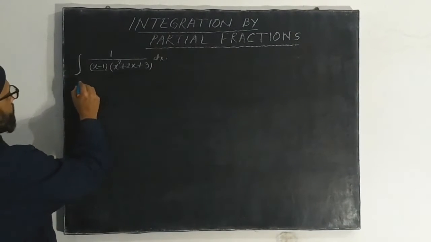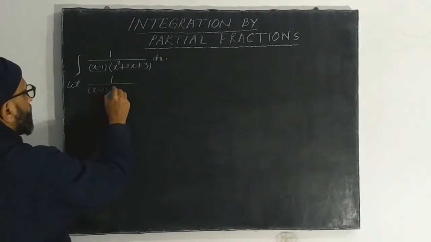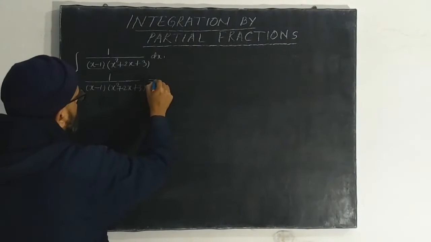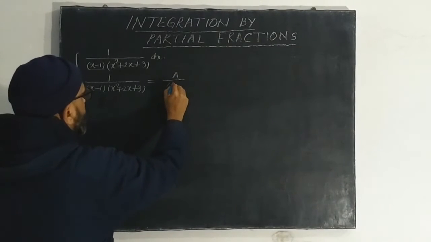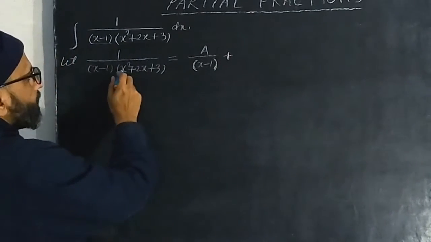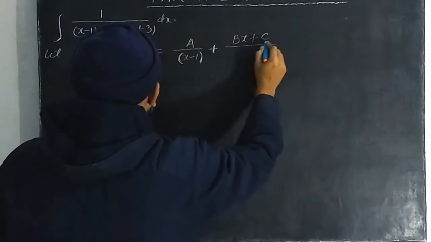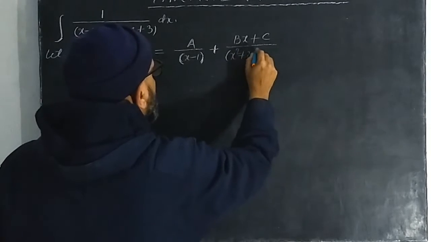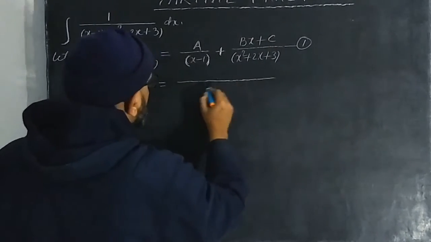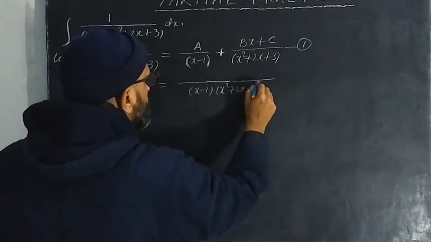So here we have to assume, let 1 upon (x minus 1)(x square plus 2x plus 3) is equal to a upon x minus 1. And as I have told in the beginning, in the numerator of the quadratic expression we have to take bx plus c upon x square plus 2x plus 3. So let it be equation number 1. Then we have to take the LCM (x minus 1)(x square plus 2x plus 3).